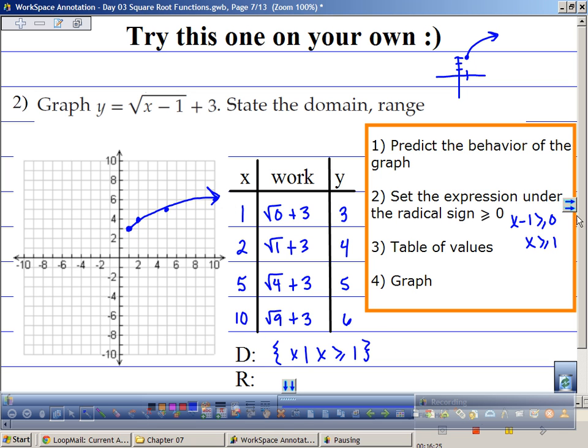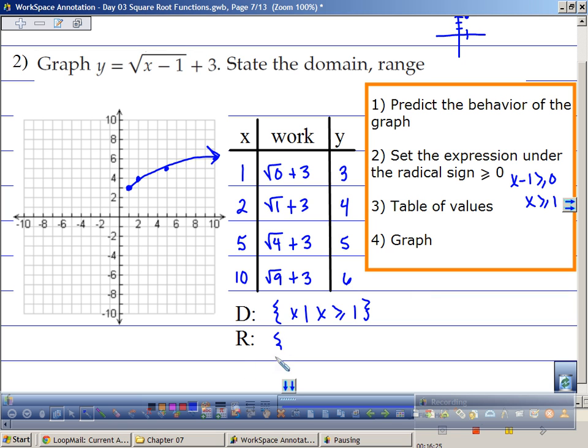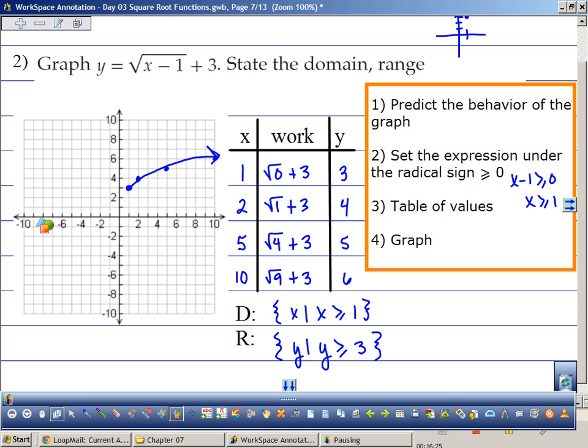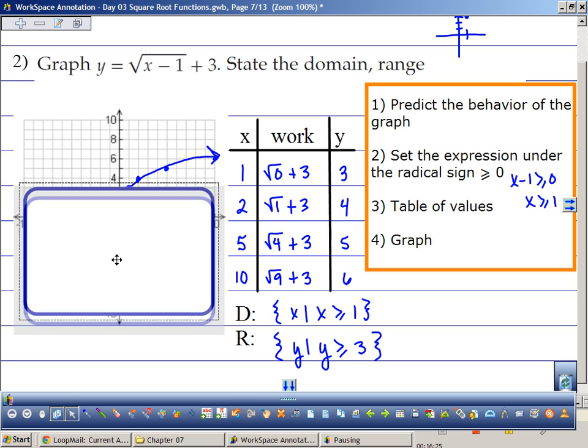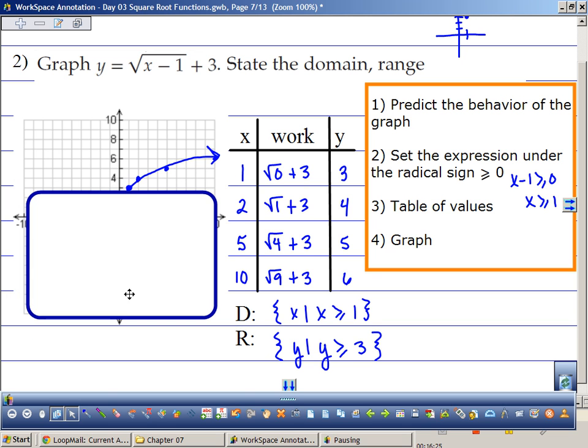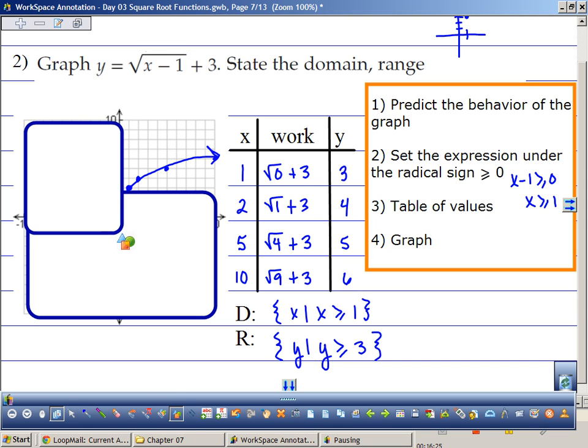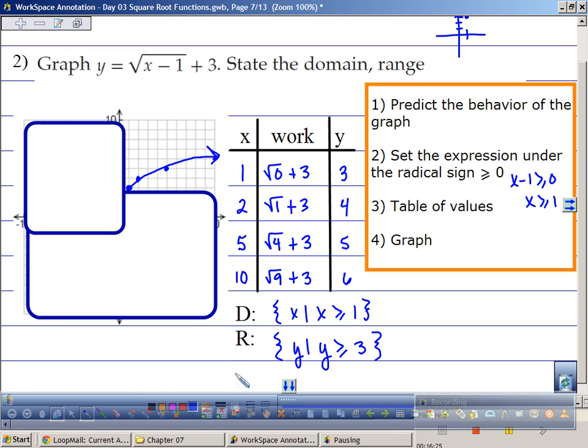So the last thing we need to do is talk about what our range is. Y such that, what does y have to be greater than or equal to? 3. Good job, you guys. Right? Y has to be greater than or equal to 3, right? Is it ever less than 3? No. Is it ever less than 1? No. That's where it's restricted. Can't go this way, can't go down. Make sense?